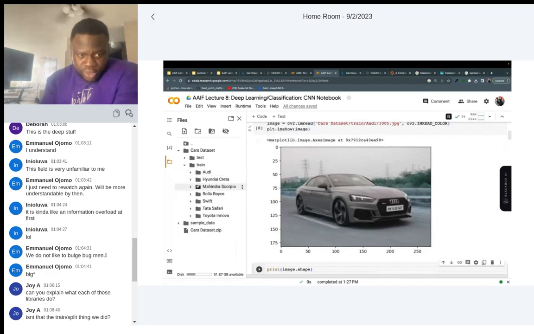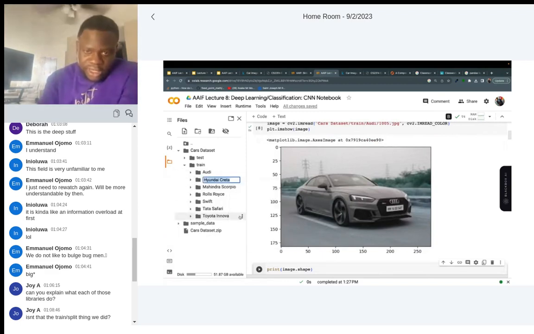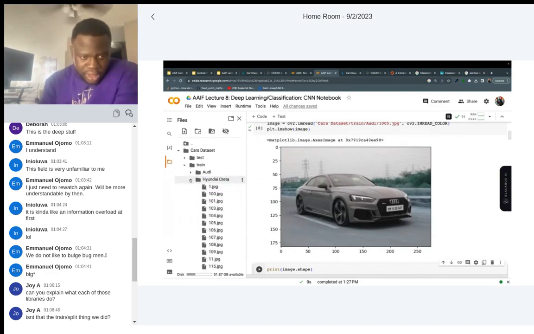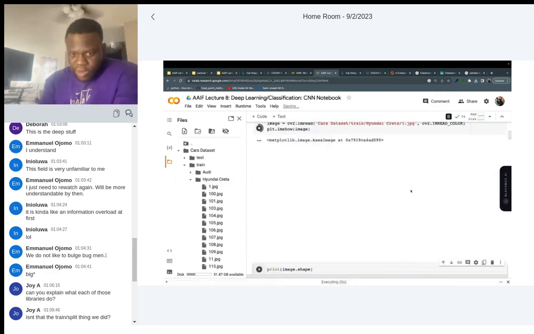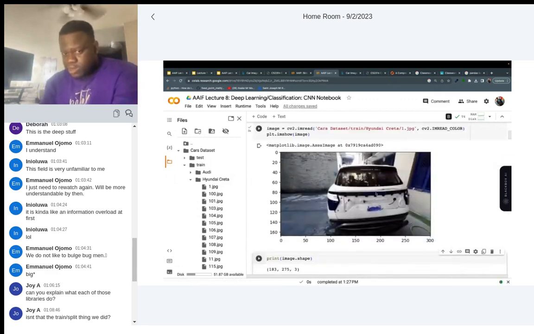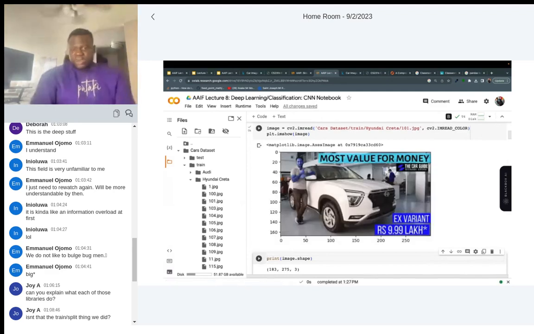If you want to move away from Audi to go to Hyundai Creta, all right? If you want to go to Hyundai Creta, instead of Audi, I'll just change this to Hyundai Creta, and there is 1.jpg. If you want to look at Hyundai, this is what the car looks like. You can see that the environment is different. If you want to do 101, let's see what that is.